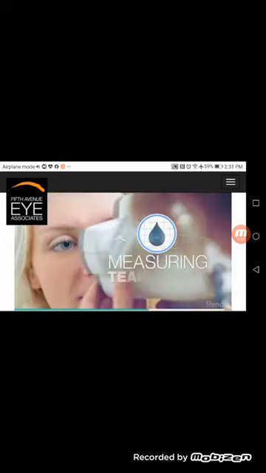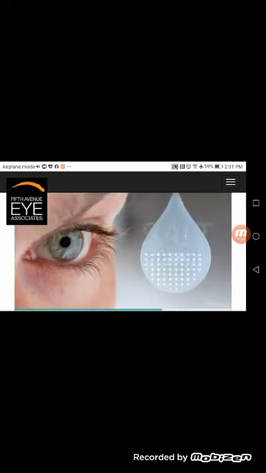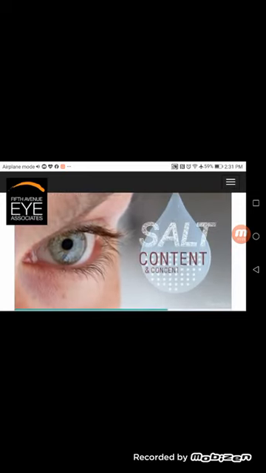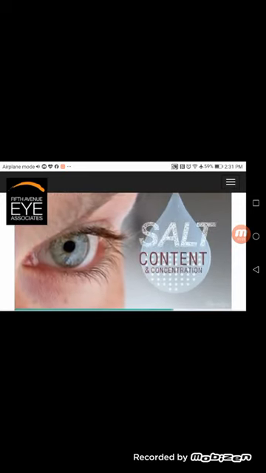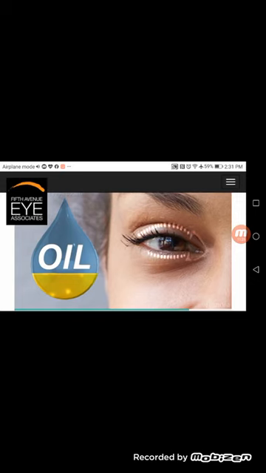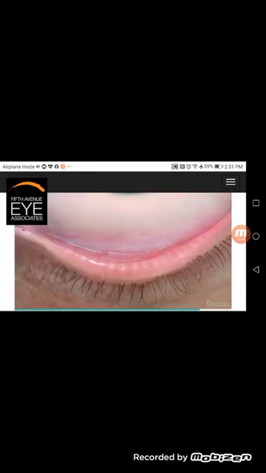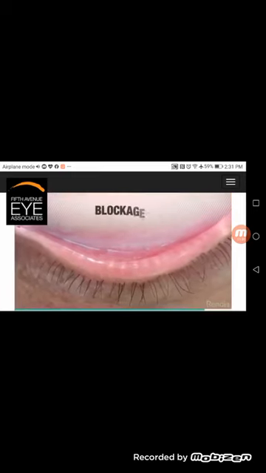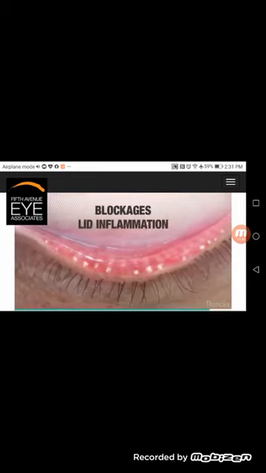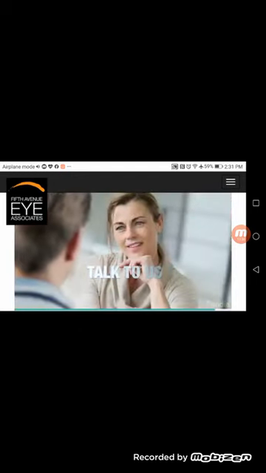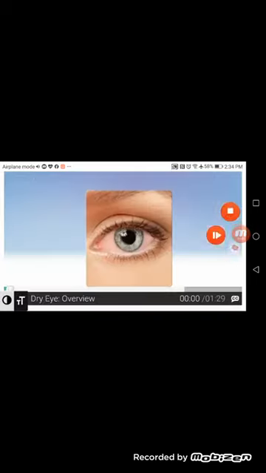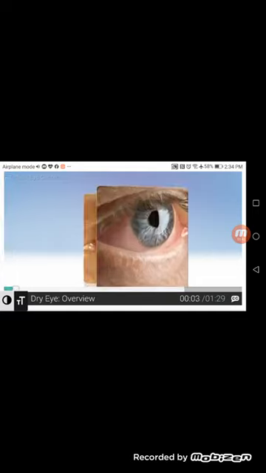To measure the health of your tears, your eye care professional may take a sample of your tears to test the salt content and concentration of your tears. Oil is another key component of healthy tears. Glands in your eyelids play a big role in producing oil for your tears. So your doctor will examine your eyelids for blockages or eyelid inflammation. Talk to us today about the best tests.